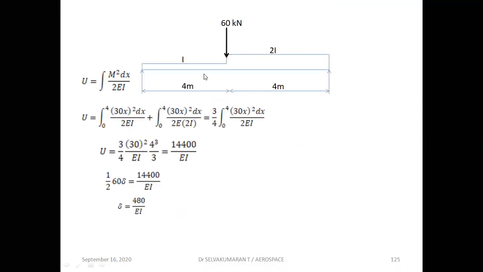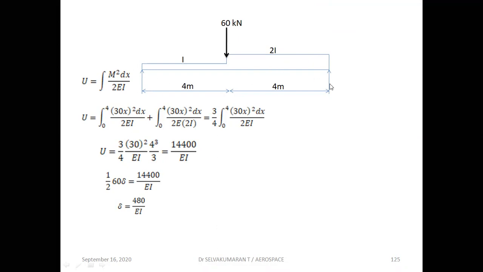Now let us take a problem where the cross section, that is the I value, is different. For the first half you have I and for the other half you have 2I. The cross section is not uniform, that is, the geometry is not uniform along the length of the beam. So U is equal to the integral of m squared dx by EI, and we know a 60 kilonewton point load is acting at the middle.